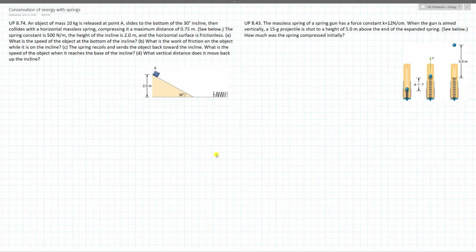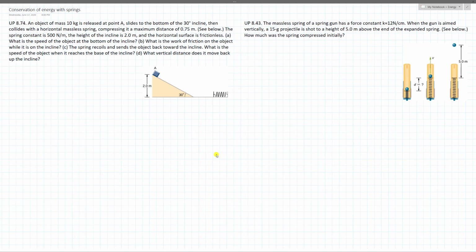Question A, what is the speed of the object at the bottom of the incline? So this has nothing to do with the spring. It just has come down the inclined plane. We can use energy conservation in a more general sense, so that the original mechanical energy minus the absolute value of the work done by friction is equal to the new mechanical energy, right? So that can be done that way.